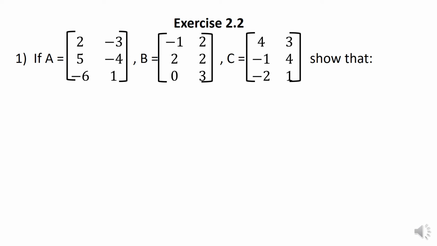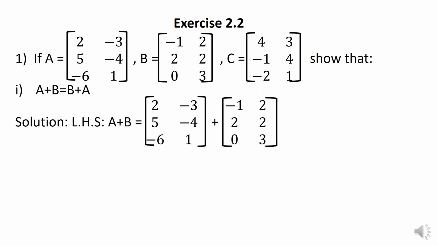Here we are given three matrices A, B and C. We have to show that first of all A plus B is equal to B plus A. We start with the LHS. On the LHS, A plus B, we add A and B together. And remember the rules of addition.